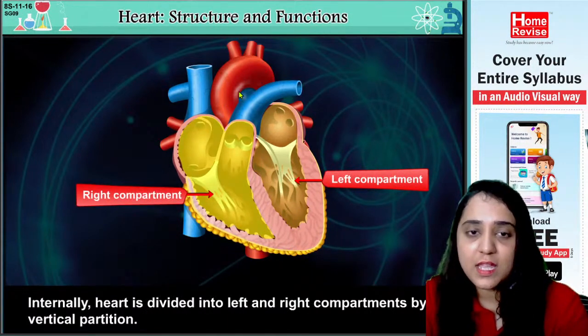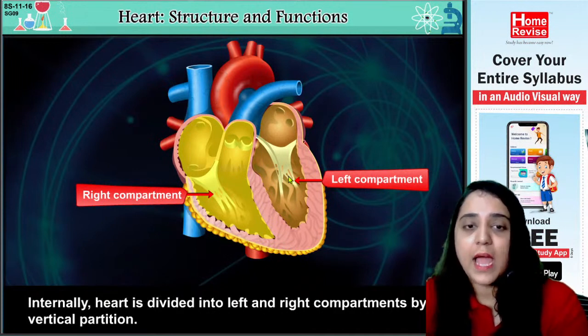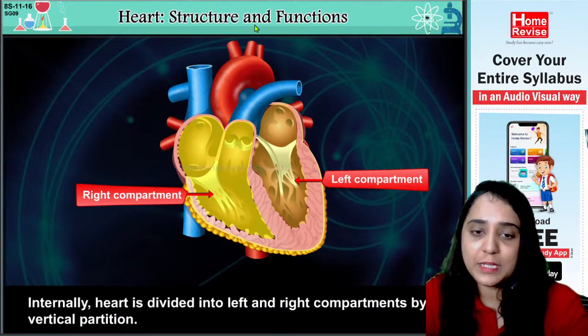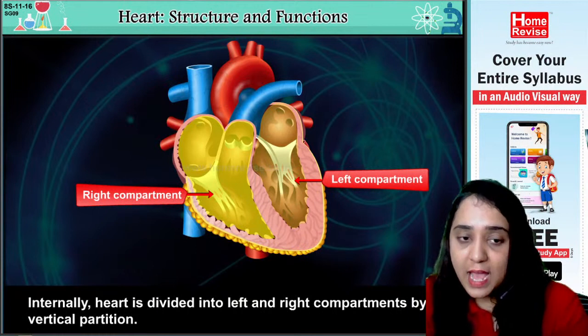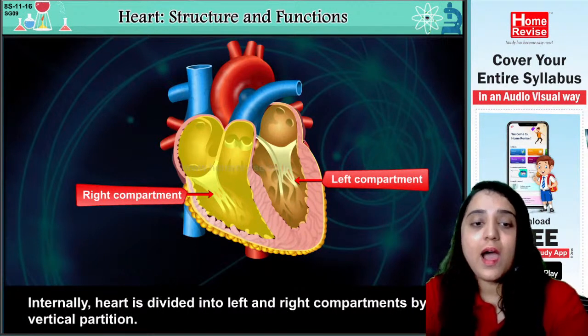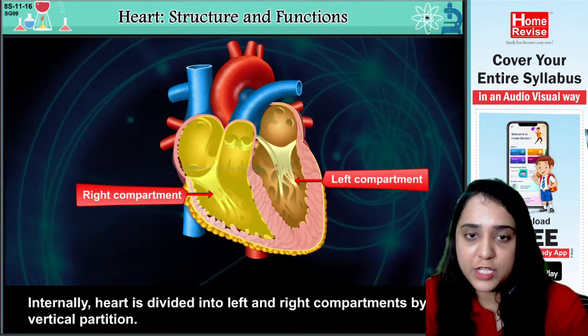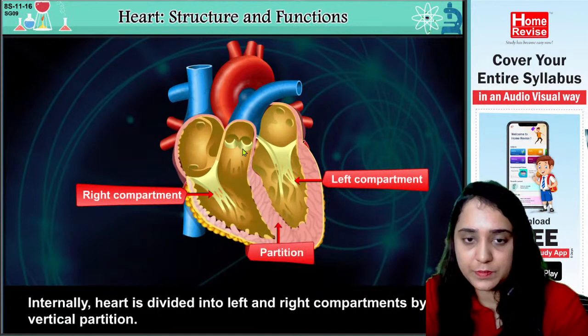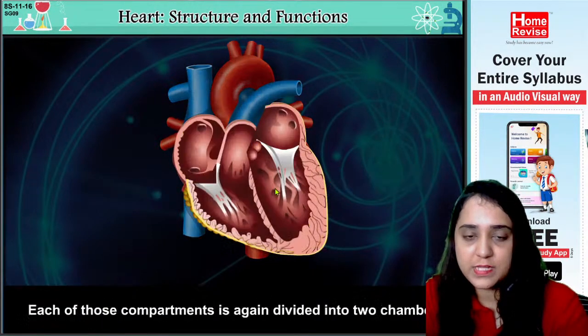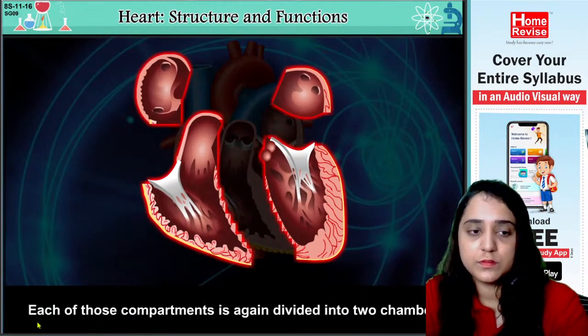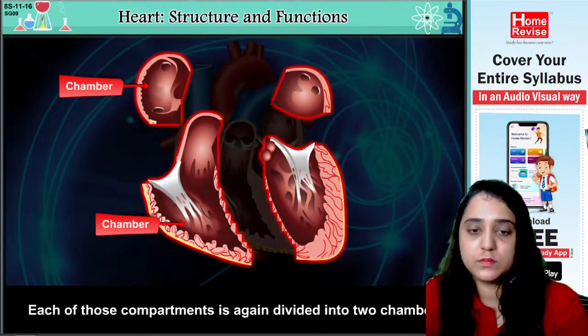Internally, heart is divided into left and right compartments. As you can see, the partition between them, we have a left compartment and a right compartment within the heart. It is written that internally, heart is divided into left and right compartments by a vertical partition. Each of these compartments is again divided into two chambers.